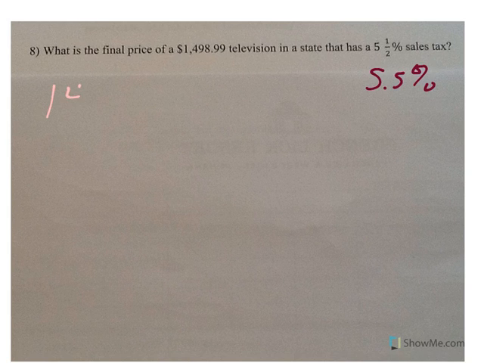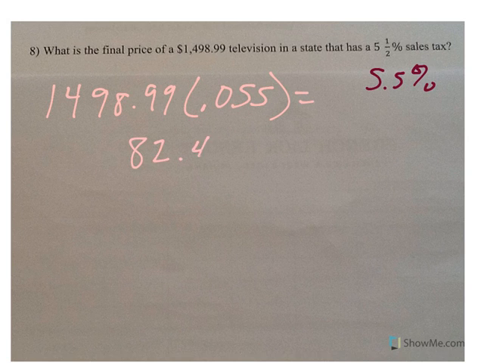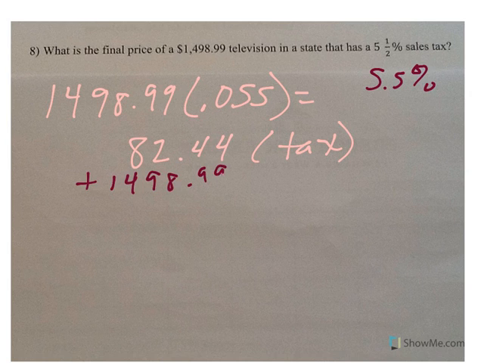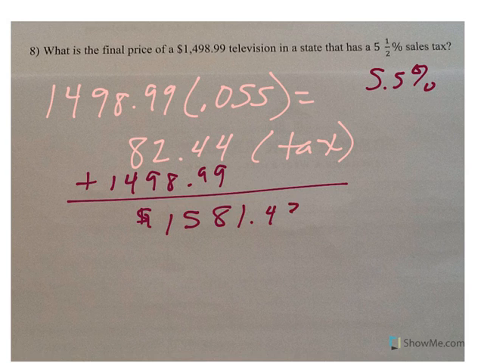And I think that when you think about how to find sales tax, right, this is 5.5% sales tax. If I'm buying an item that is $1,498.99 and I multiply by my tax rate, 0.055, this tells me how much tax I'm going to pay, $82.44. I'm going to add that to the price of my item, and I'm going to pay a total of $1,581.43.